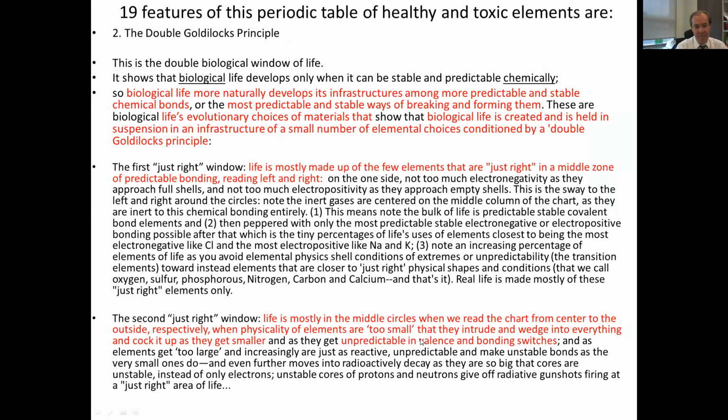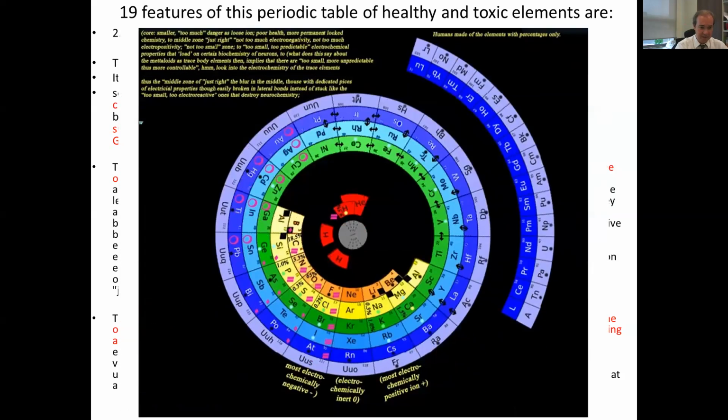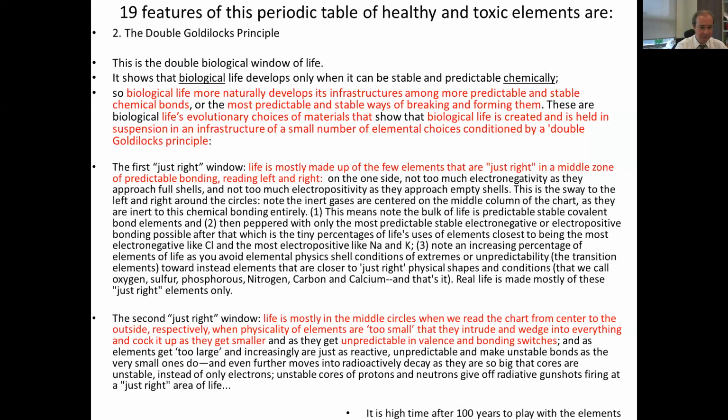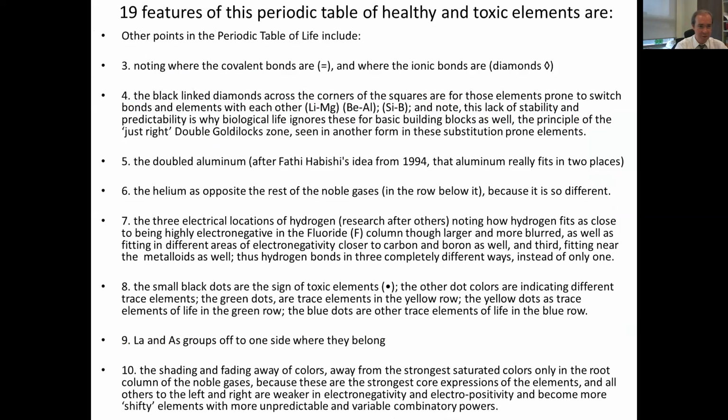The physicality of elements are too small. They intrude and wedge into everything and screw it up as they get smaller, and they get unpredictable in valence. So they get far more unpredictable as you move out, and you can't build life on that. So that's the dynamic there. It's high time, after 100 years, to play with the elements more knowledgeably for the window of life and health. Other points that I'm not going to go into, I note where the covalent bonds are for elements.